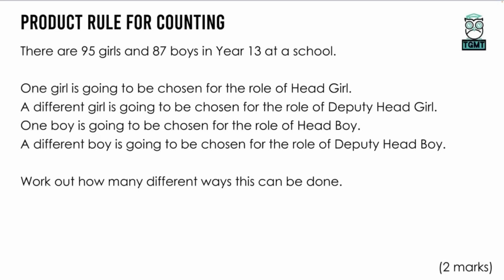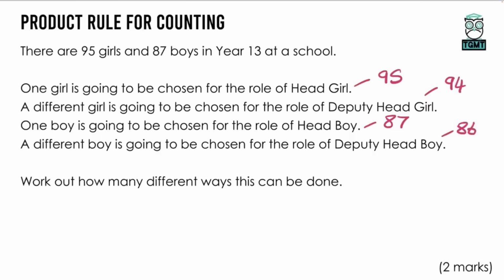Now with the product rule for counting, and the hint is in the title for this, product means to multiply. So all we have to do is find the different options in each scenario and we'll multiply them all together. So here we have one girl is going to be chosen, and that's out of 95 girls. Now a different girl is going to be chosen for head girl. So once the head girl's been chosen, the deputy head girl, there's only going to be 94 options.